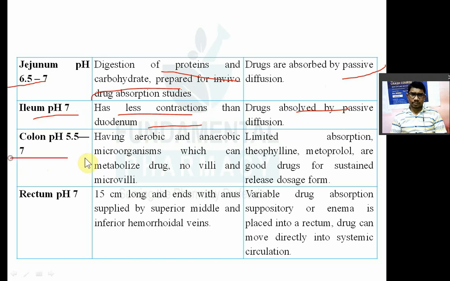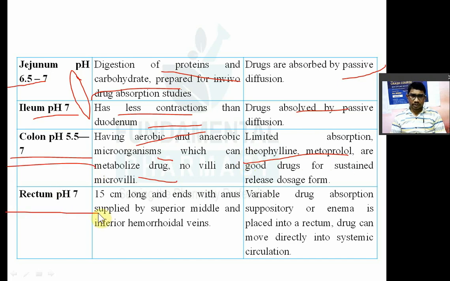The pH of the colon is 5.5 to 7. In the colon you have aerobic and anaerobic bacteria which can metabolize the drug. Here there are no villi or microvilli. Villi and microvilli are present in the jejunum and ileum. Now in the colon there is limited absorption. Drugs like theophylline and metoprolol are good candidates for sustained release because they are absorbed in the colon.